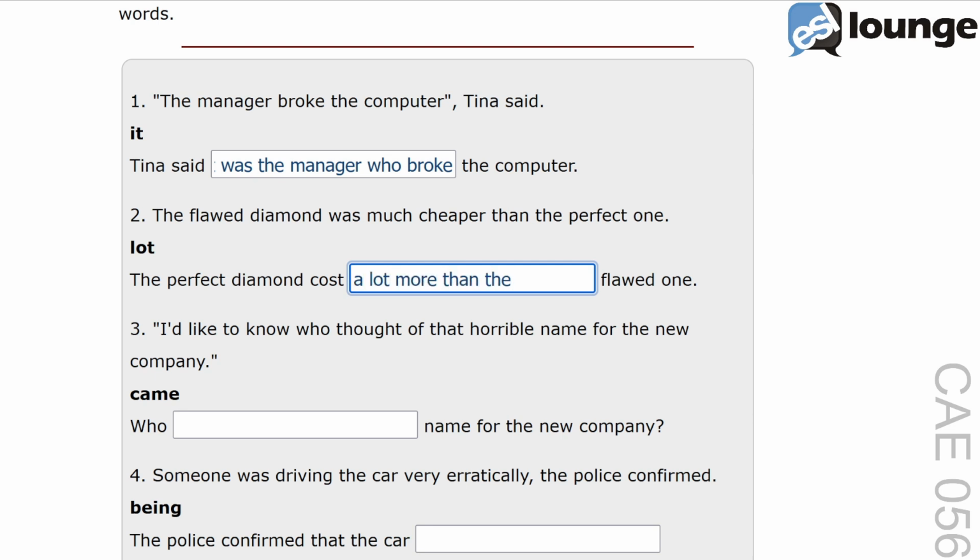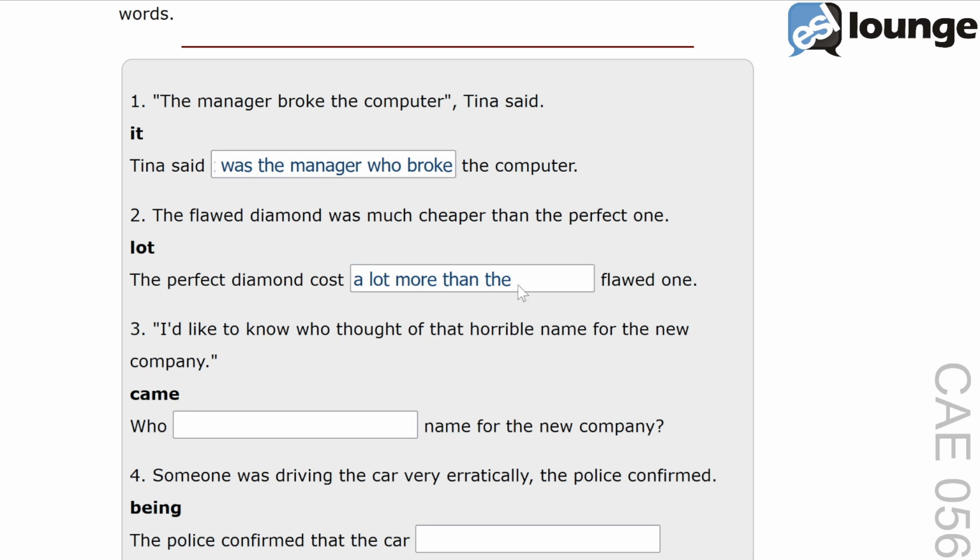The phrase "a lot more than" indicates a significant difference in cost between the perfect diamond and the flawed one. This structure emphasizes the substantial price disparity. Another example, "The new car cost a lot more than the old one."